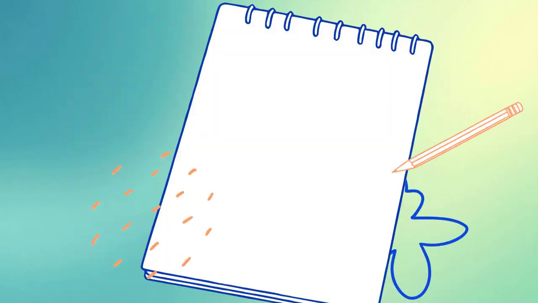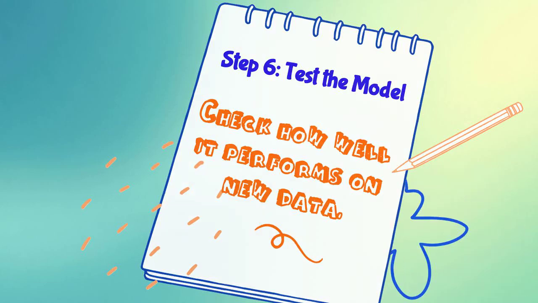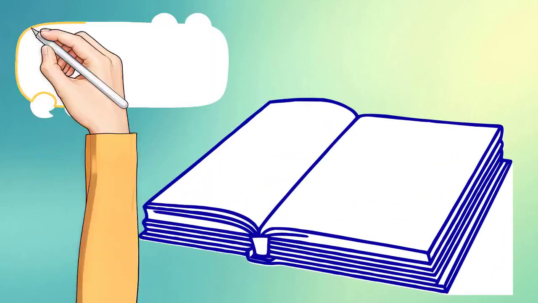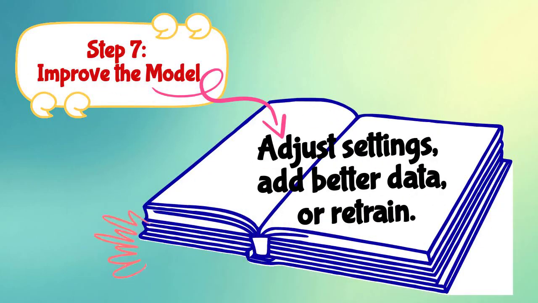Step 6. Test the model. Check how well it performs on new data. Step 7. Improve the model. Adjust settings, add better data, or retrain.